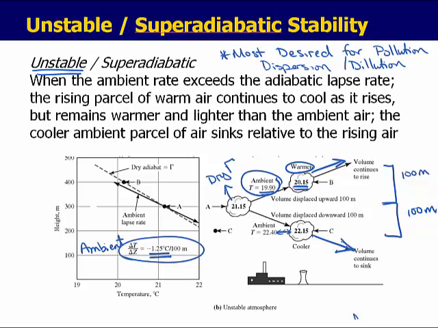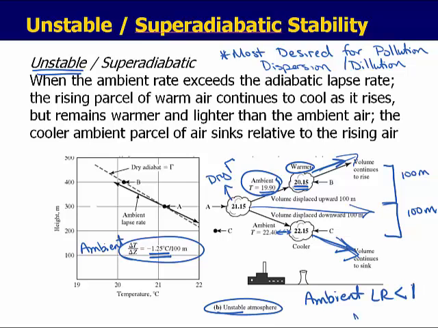And so as this parcel of air moves in the direction X from the smokestack, it will both rise and sink. And so the dispersion is great here, and so is the dilution. And the rule of thumb here is that the ambient lapse rate is less than the dry adiabatic. So in this example, negative 1.25 degrees Celsius per 100 meters is less than negative 1 degree Celsius per 100 meters.